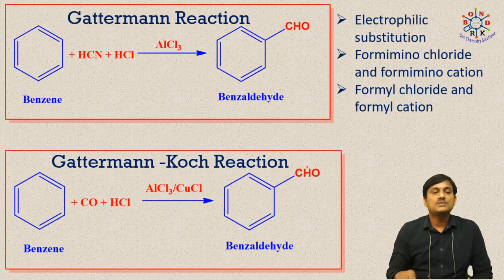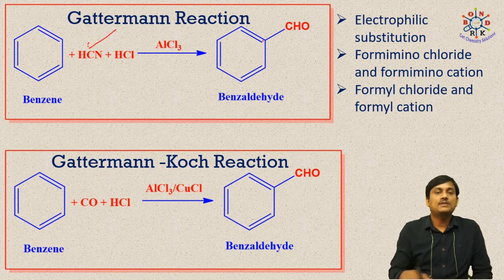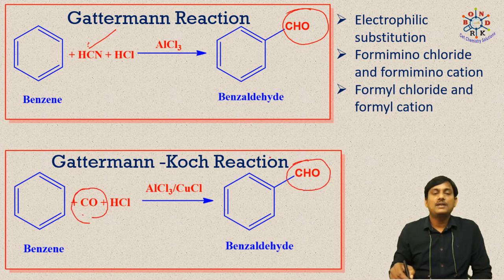Gattermann reaction and Gattermann-Koch reaction both are nearly the same. In Gattermann reaction, we use hydrogen cyanide for formylation. In Gattermann-Koch reaction, we use carbon monoxide for the formylation. The remaining conditions are nearly the same.